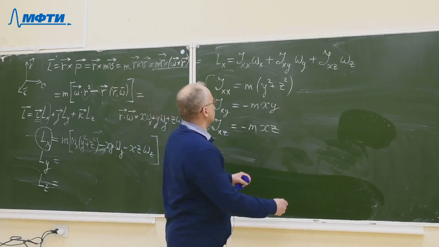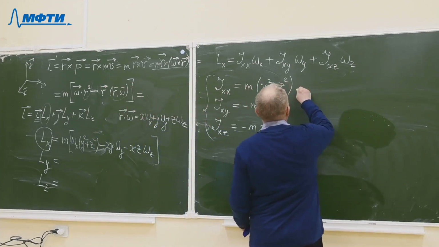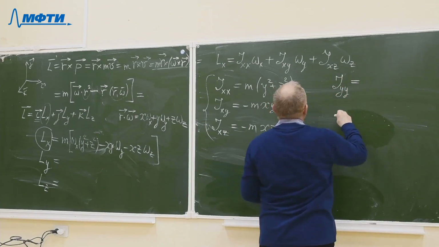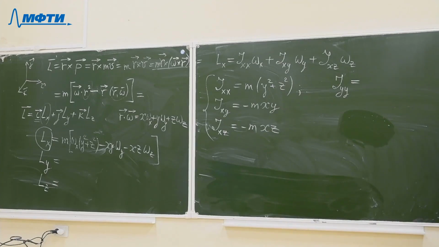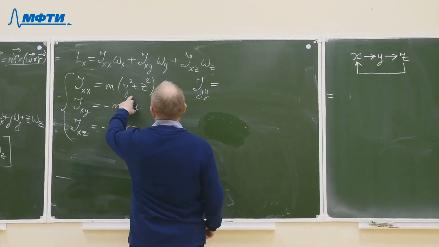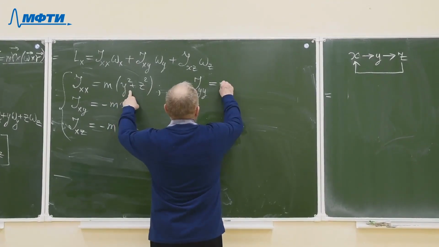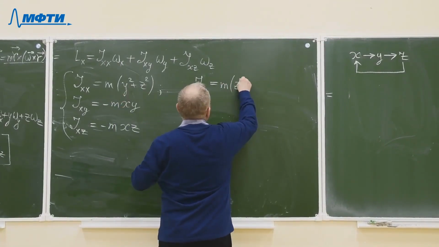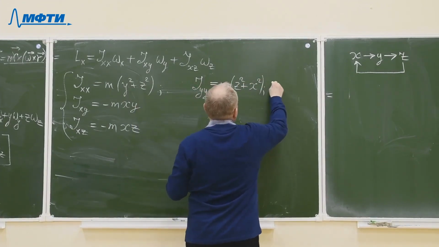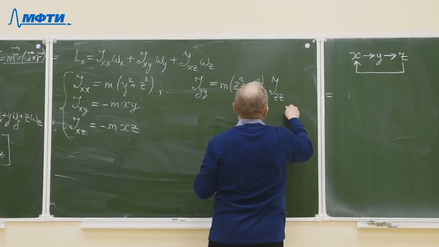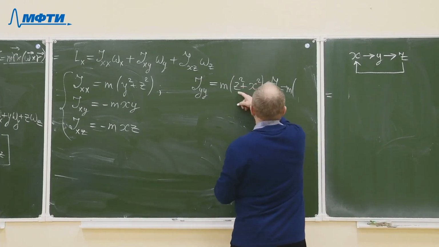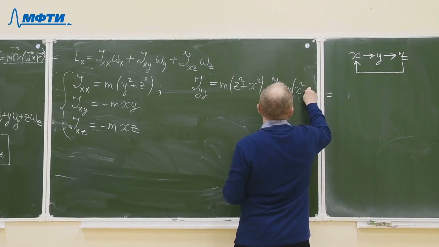Can you derive from here other components? Yes, certainly. I can immediately find component yy using this law of circular change of indices. So that will be m times z squared plus x squared. And I can certainly find the component zz, which will be m times x squared plus y squared.